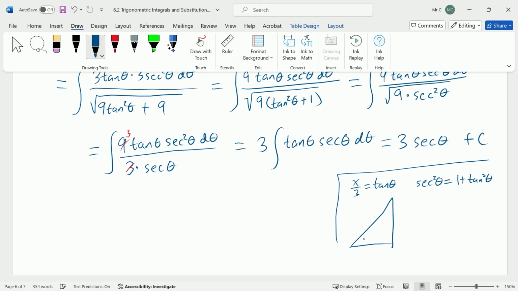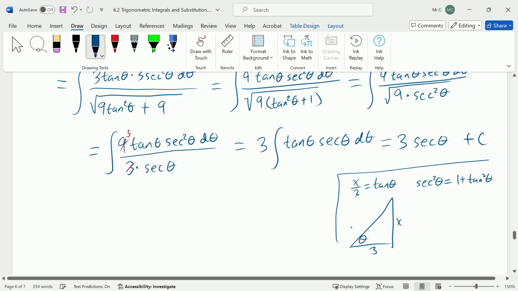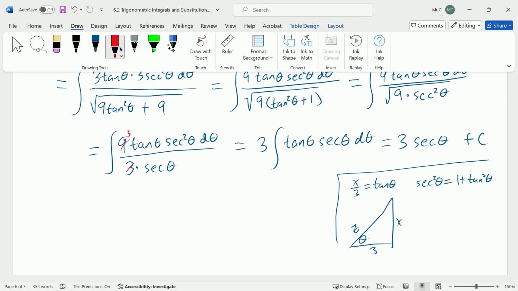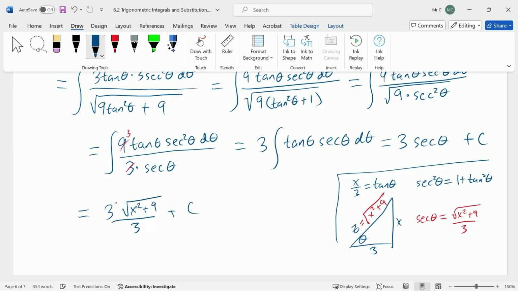So I'll just draw the triangle. Theta, tangent is opposite over adjacent, solve for the other side, and I'm just going to do this one in my head. The hypotenuse is the square root of x squared plus 9. And so secant of theta is 1 over cosine, so it's the square root of x squared plus 9 over 3. So that's completely equivalent to the expression that we found before using the identity, but it does look a bit different, and this way does work out a little cleaner. So 3 over 3 cancels, and we get the square root of x squared plus 9 plus C.